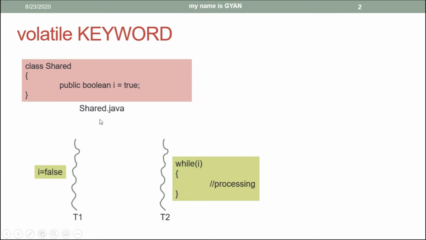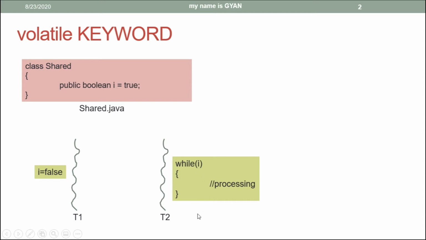Here we have the Java file Shared.java. In Shared.java, we have the class Shared. In the class Shared, we have a public variable i of type boolean, which stores true. Then we have two threads. One thread has a while loop with i. Initially, the value of i is true, and when the value of i becomes false, the while loop in the thread T2 stops its execution.